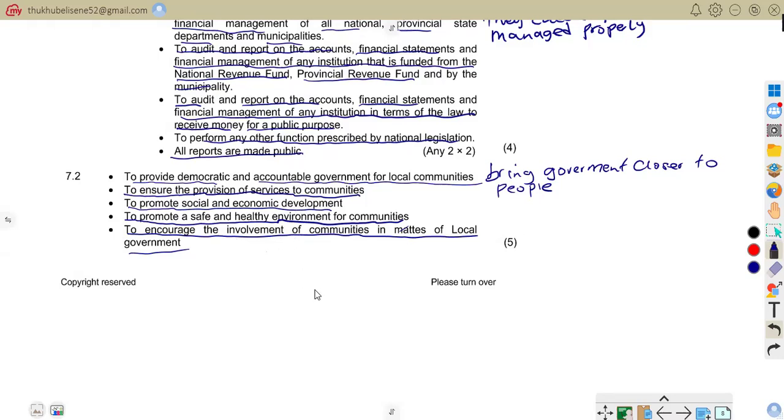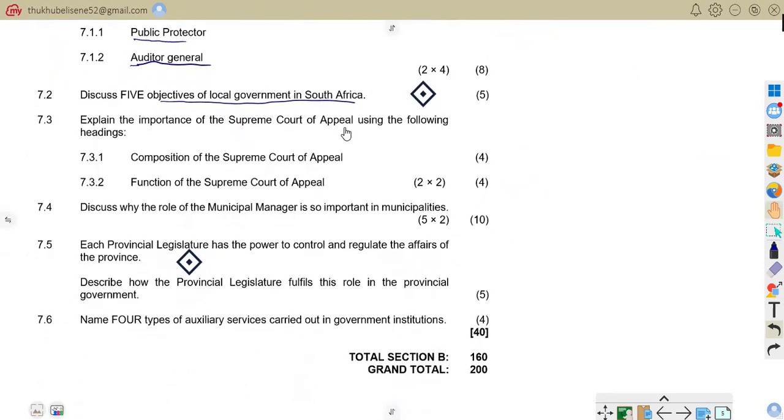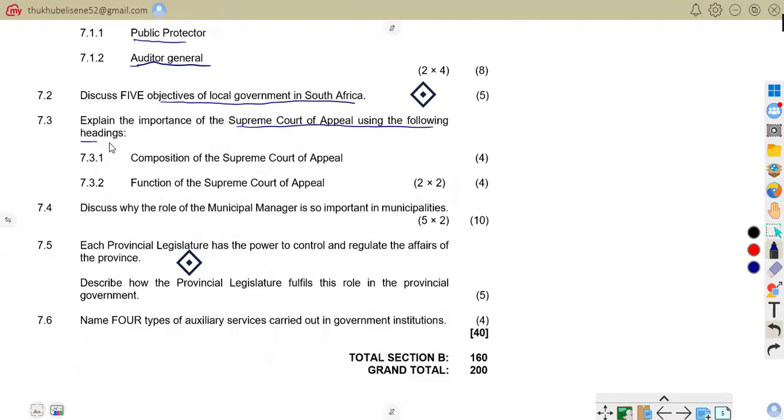So now let us move on to another question. We were on 7.2, then we are to attend 7.3. 7.3 reads as follows: Explain the importance of the Supreme Court of Appeal using the following headings: composition of the Supreme Court of Appeal and functions of the Supreme Court of Appeal.